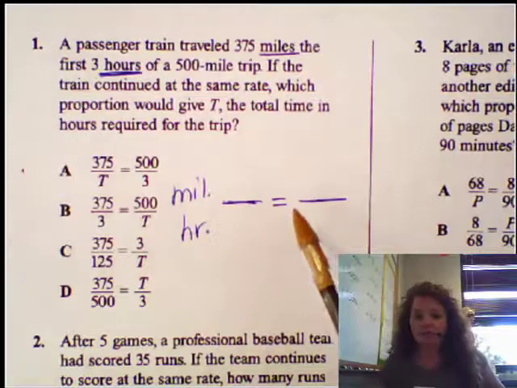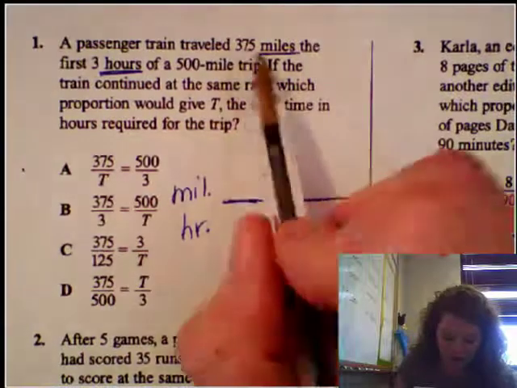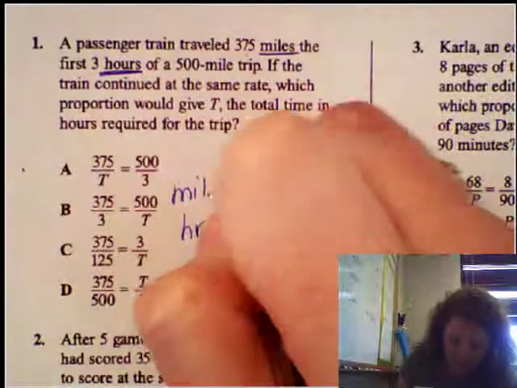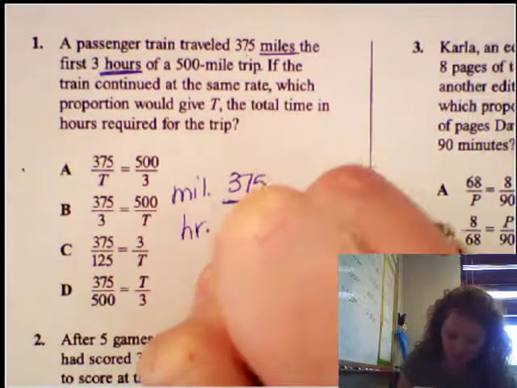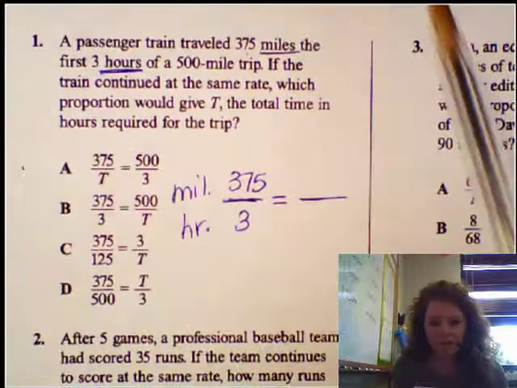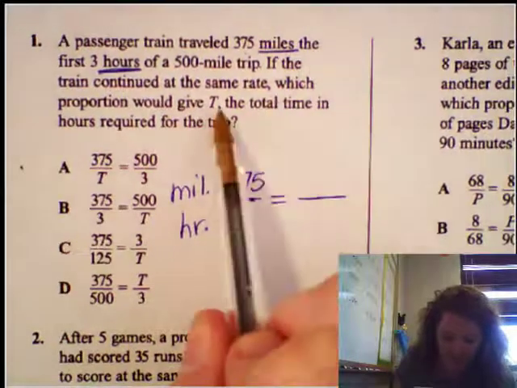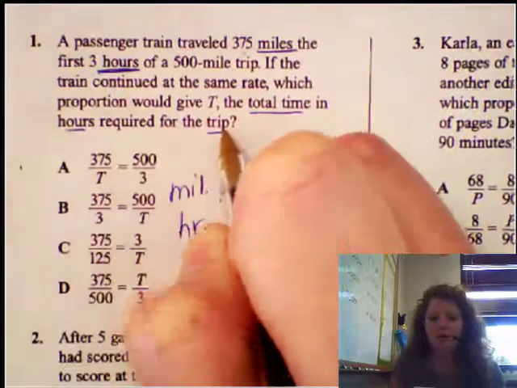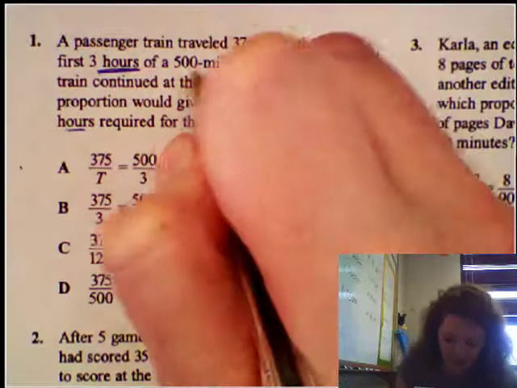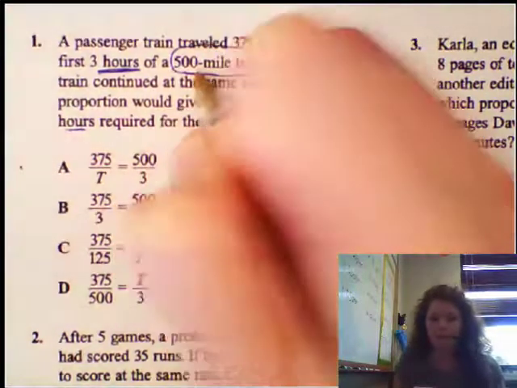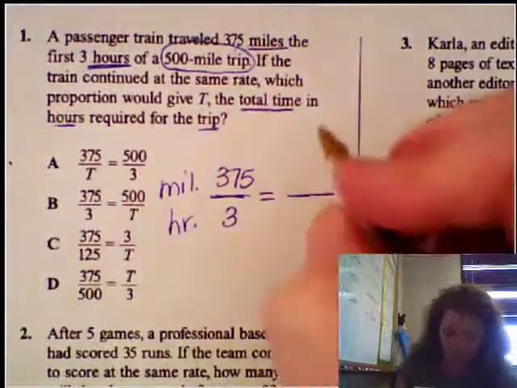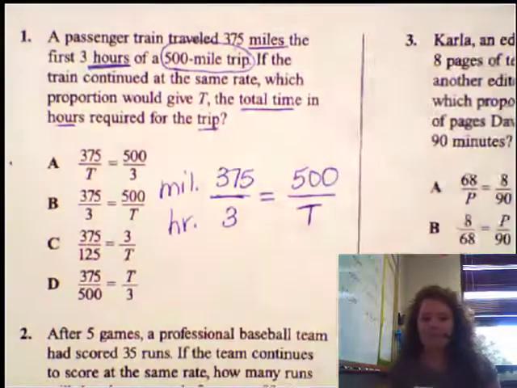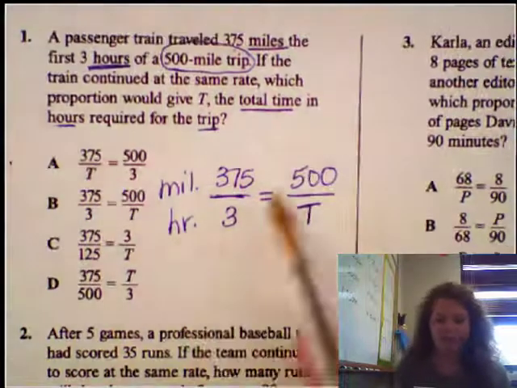So, next thing we need to do is figure out a pair of numbers that go together. Well, it sure looks like 375 miles in the first 3 hours go together. So let's fill that in. 375 miles over 3 hours. Now, what are we trying to find? We're trying to find T, the total time in hours required for the trip. Well, how long was the whole trip? Oh, there it is. It was a 500-mile trip. So, what else do we know? We know that there's going to be 500 miles, and we need to find T, the number of hours to go that far.